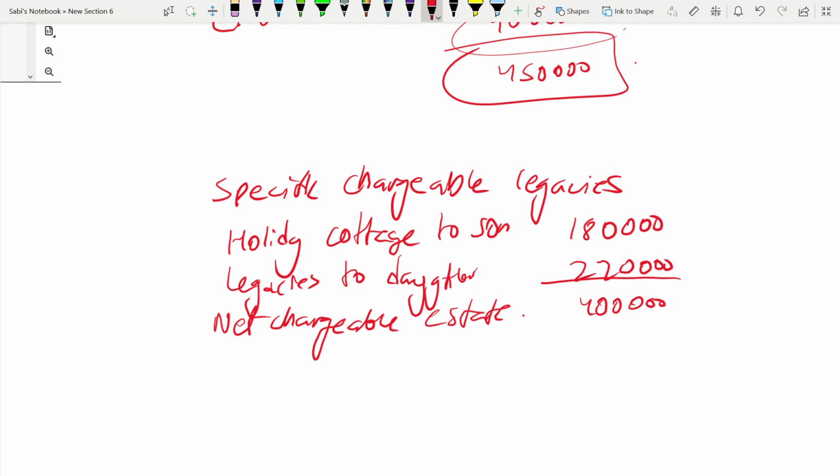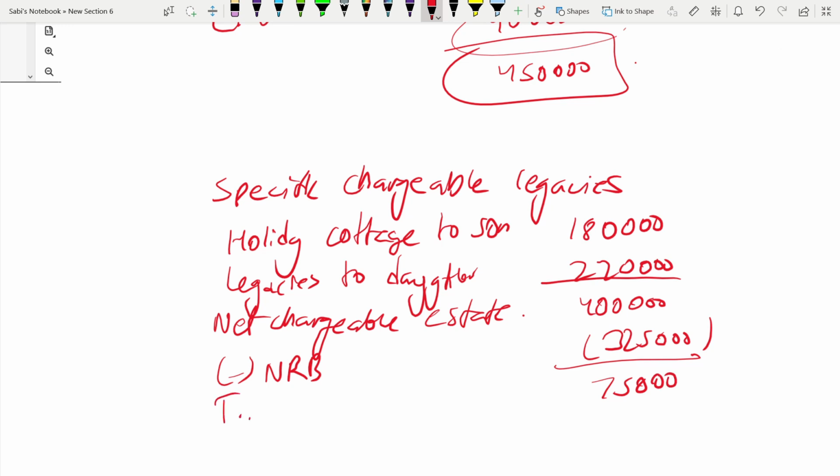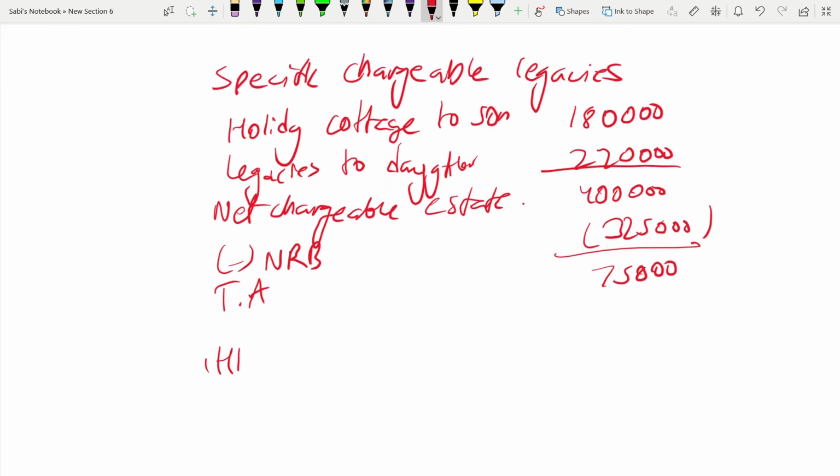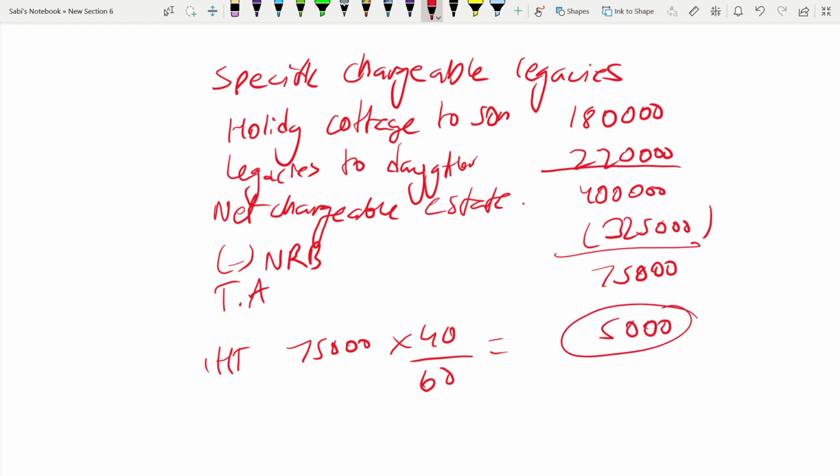So from net chargeable we deduct NRB 325,000. That is the taxable amount, 75,000. Remember IST. So 75,000 into 40/60 is single grossing up, 50,000. So this 50,000 is the IST.